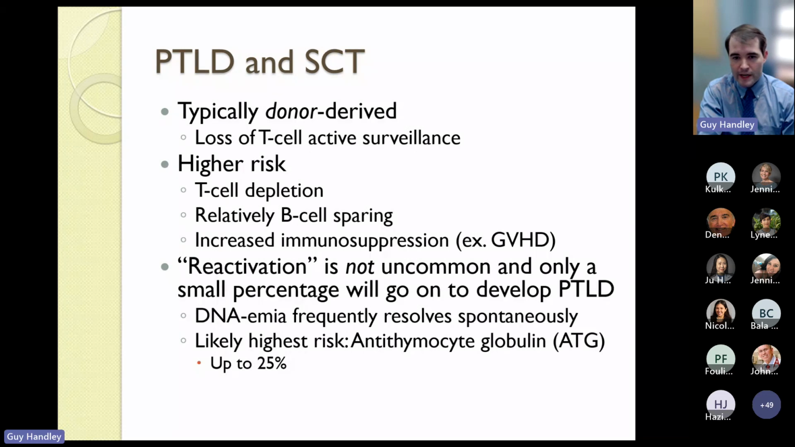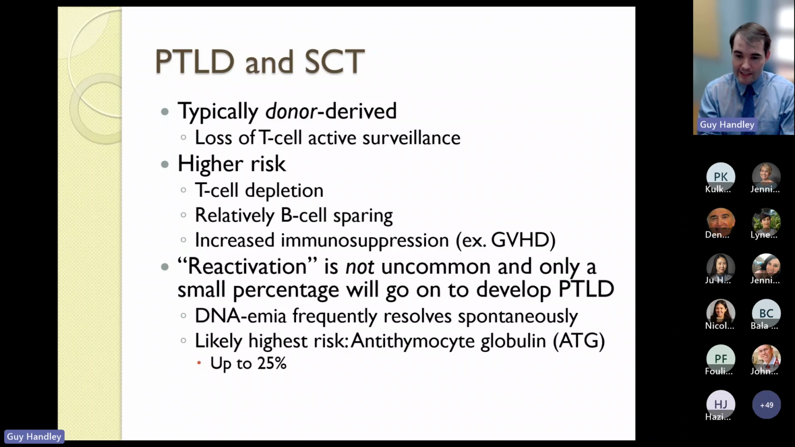In terms of stem cell transplant, it's a donor-derived process. Again, it's just loss of T cell surveillance. High risk, we know, is T cell depletion, especially if you spare your B cells, or increased immunosuppression. Certainly in stem cell transplant, a lot of times, your T cells are much more immunosuppressed than in solid organ transplant, just by the nature of a stem cell transplant. It's not uncommon to develop DNA-emia, and a lot of times it just resolves on its own.